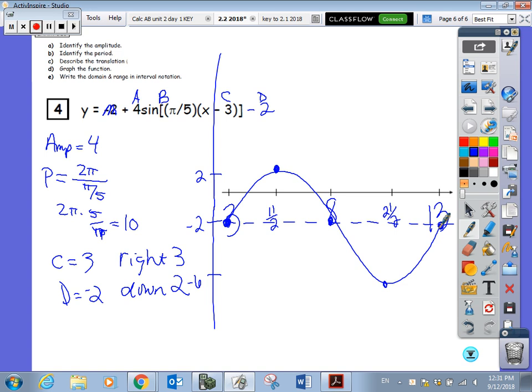And then we have our domain again. Domain is negative infinity to infinity. Range would be the low value, negative 6, up to the high value, positive 2.